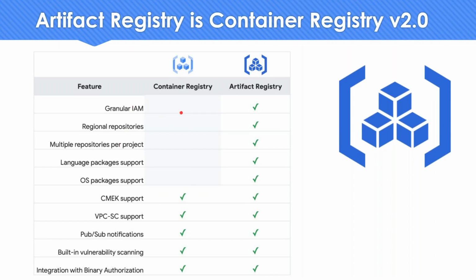If you were to give access to only one specific group, that kind of stuff is not possible. You cannot create repositories in a specific region. It's usually going to be multi-region in container registry. Language support is not there. If it's Java, you will have support for Maven. If it's Node.js, you will have support for NPM. That language-specific support is not there in container registry, but artifact registry provides it.